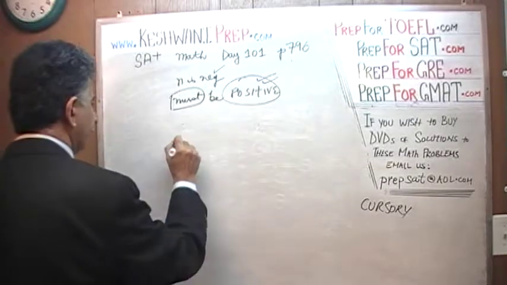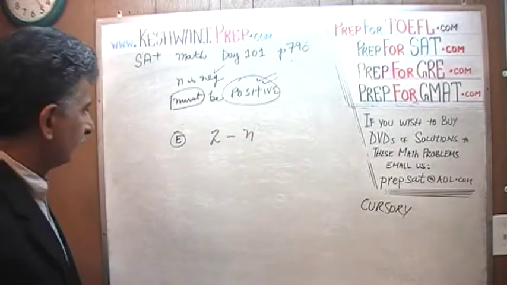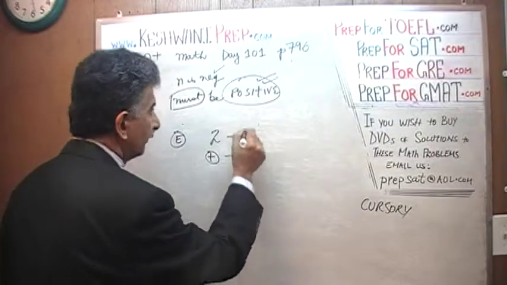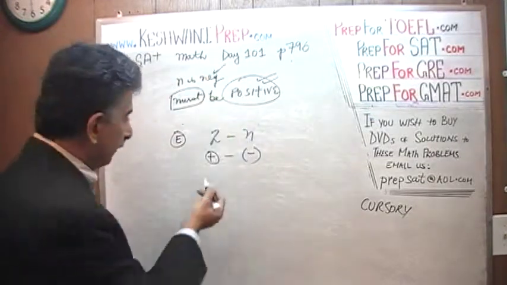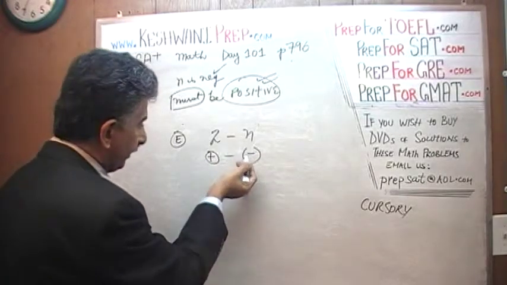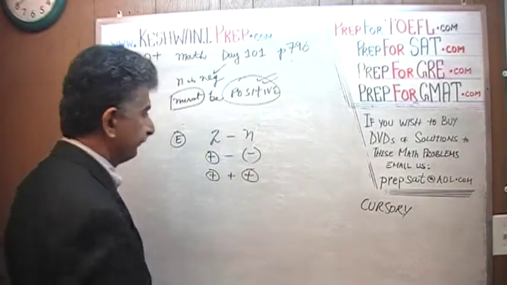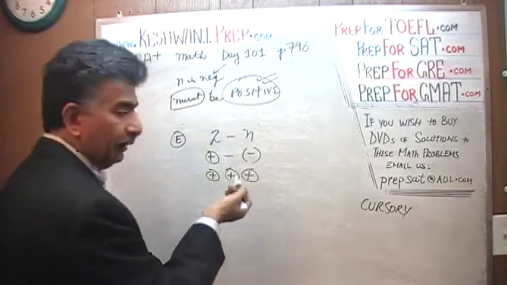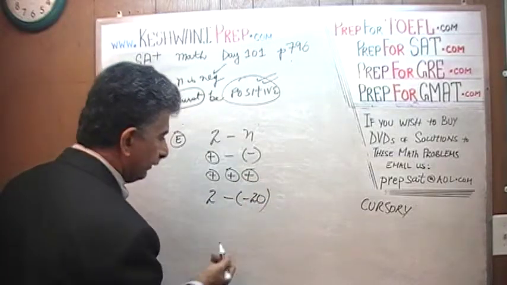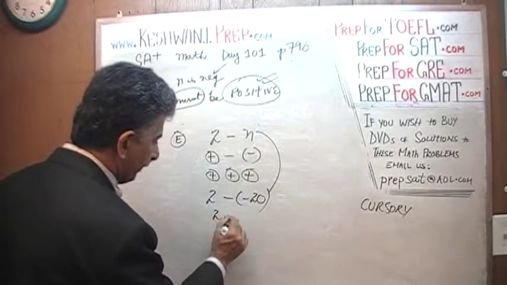Let's look at E. E says 2 minus n. Watch what happens. 2 is a positive number minus a negative number, because n is negative. A negative times a negative, whatever n is, doesn't matter what n is, is going to become positive, so it's positive plus a positive. That's all. For example, if n happens to be negative 20, then 2 minus a negative 20 will become 2 plus 20.